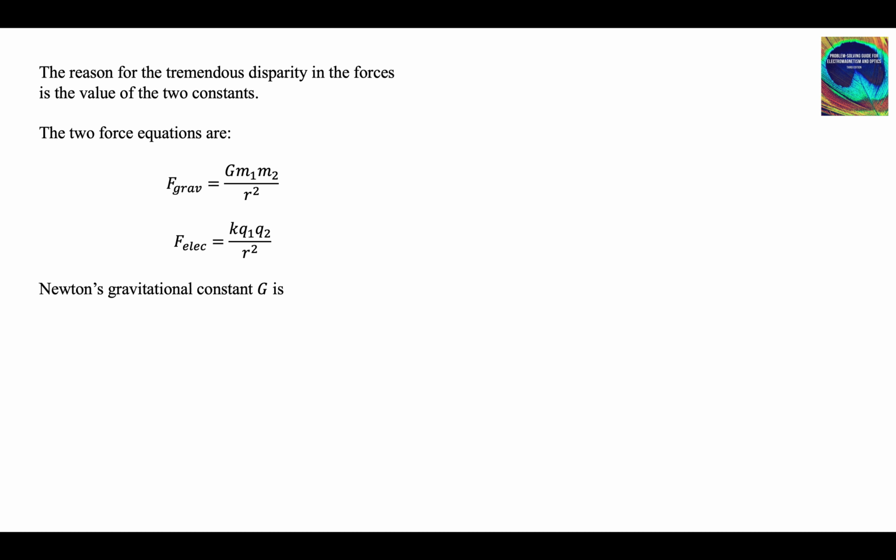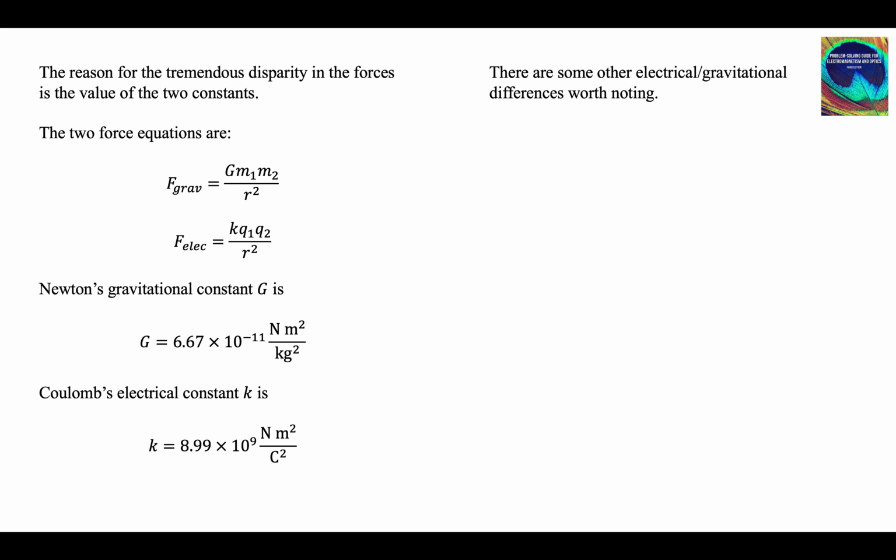Newton's gravitational constant G is 6.67 times 10 to the minus 11th newton meter squared per kilogram squared. Coulomb's electrical constant is 8.99 times 10 to the positive 9th newton meter squared per coulomb squared. So that's a lot of orders of magnitude difference between those two force constants. There are some other differences worth noting. We've only found one type of mass. So any mass attracts other mass. It's always attractive.